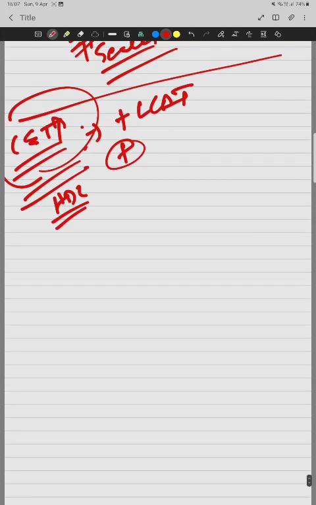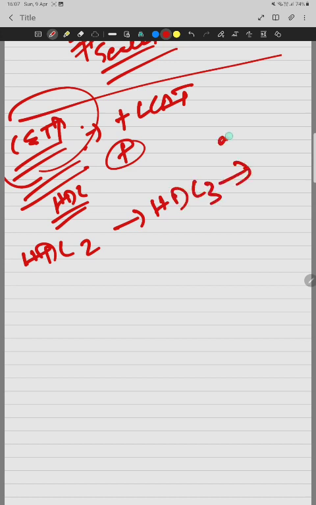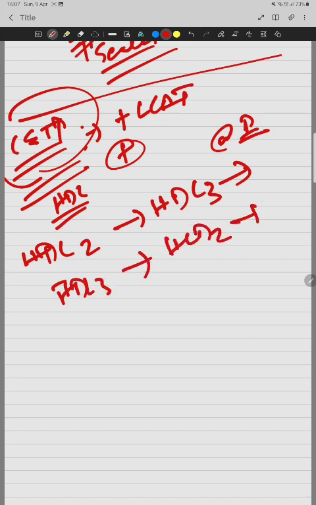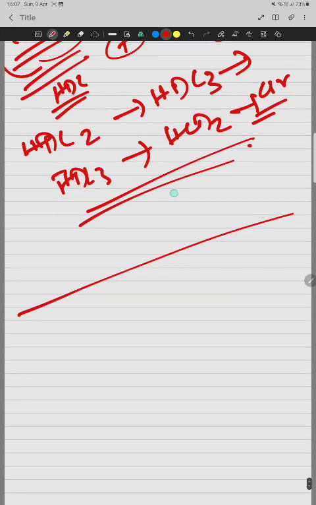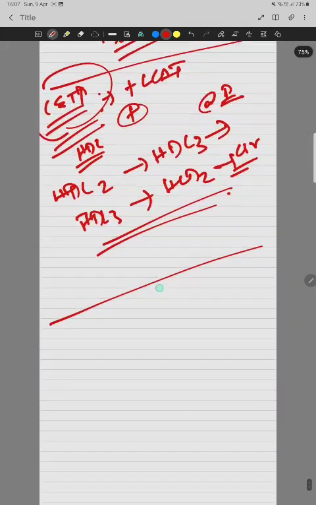HDL2 to HDL3 conversion happens in the periphery. But HDL3 converted into HDL2 means that is happening in your circulation. So this is a very, very important point you should be knowing. So this is for the basics of your complete lipid metabolism. Next, coming to your dyslipidemia.